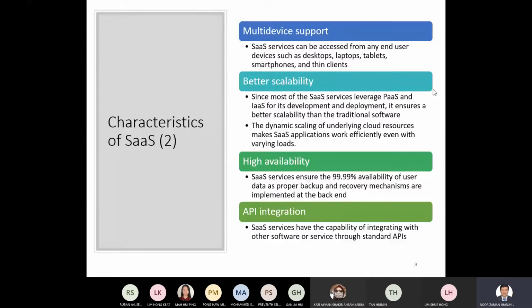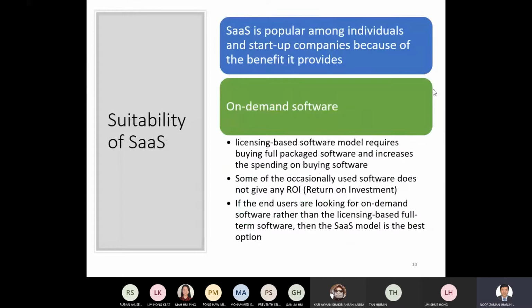Then the other characteristic is API integration. It also provides us the capability to integrate different APIs. So it is not keeping us limited, but it has the capability to integrate different APIs, so we can extend our services as well. So these are all the characteristics.